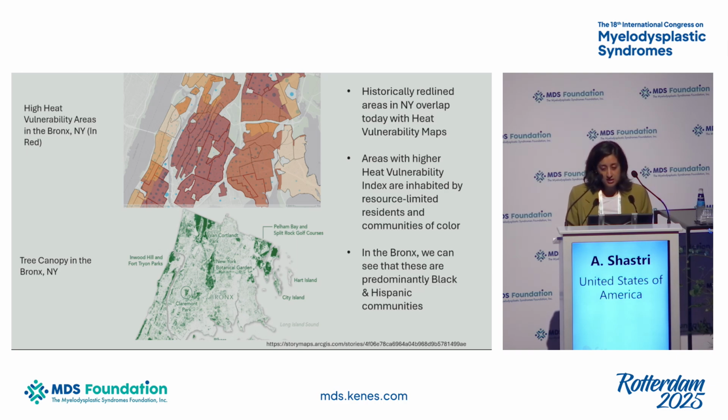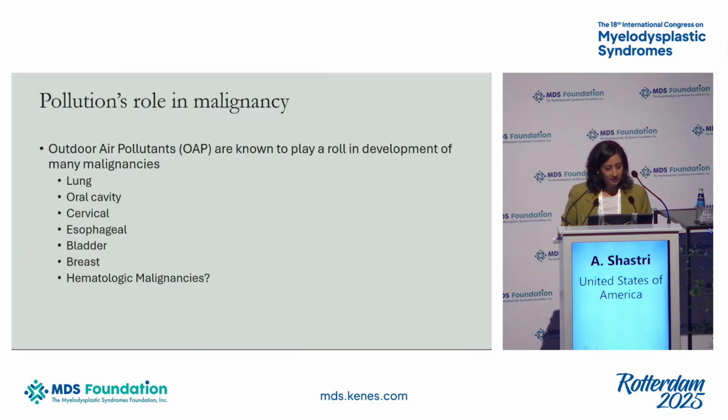So in these areas that were redlined, you can actually see a higher heat vulnerability index to this date, even though the populations that used to live here have changed over the decades. And today in the Bronx, the populations that live here are predominantly Black and Hispanic communities. At the time of redlining, it was actually Italian and Jewish communities that used to live here.